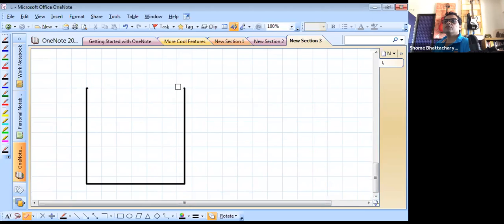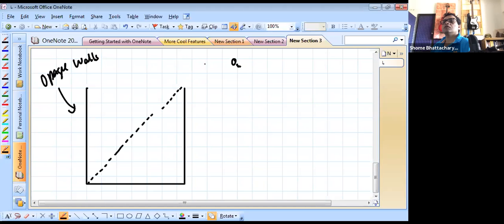So I have this vessel made of opaque walls. These are opaque walls. And there's an observer somewhere over here whose line of sight is this line. This is that observer's line of sight. And if I remember correctly, this angle is exactly 45 degrees. Now, it is given to you that there is a point object somewhere over here.